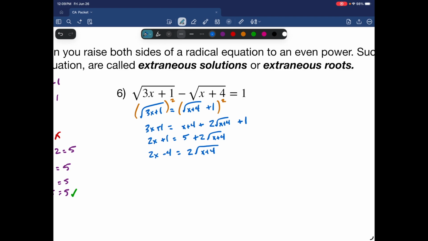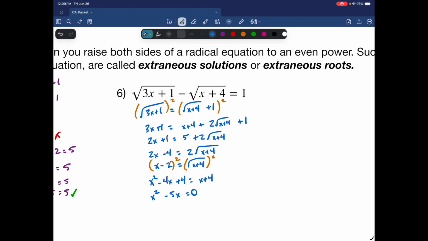Now I'm going to divide by 2, and so it's going to be x minus 2 equals square root of x plus 4. And then here I'm going to do what I did at the beginning. I'm going to square both sides to get rid of that radical. All right, so it's going to be x squared minus 4x plus 4 equals x plus 4. Get everything to the same side, so you got x squared, that's going to be minus 5x, and that's it.